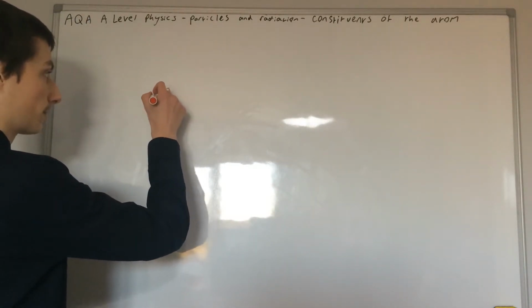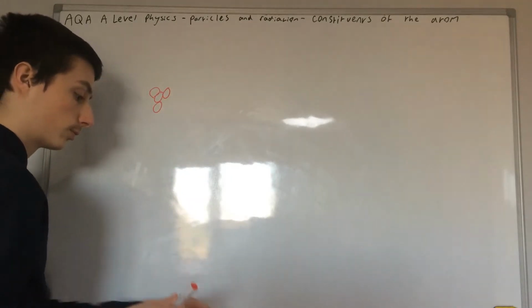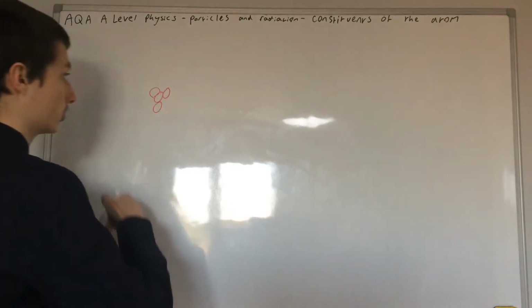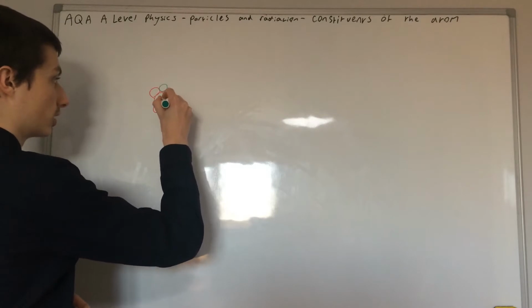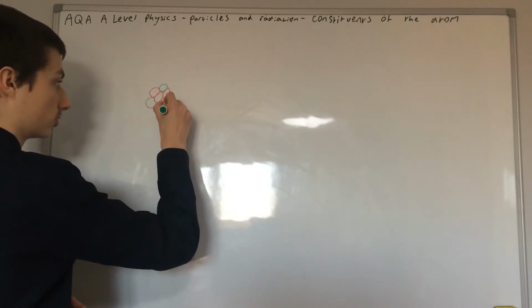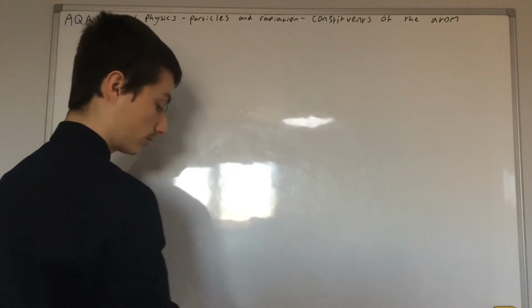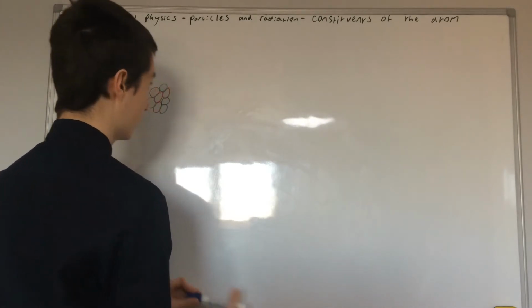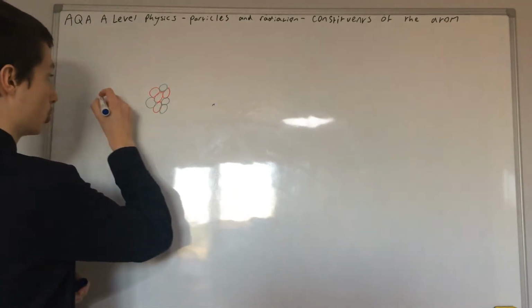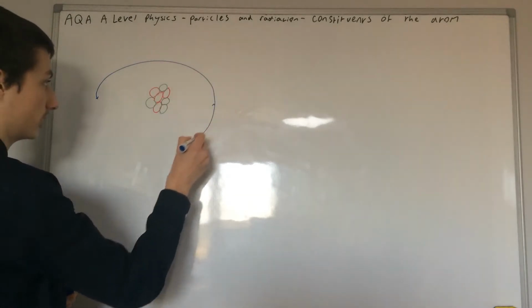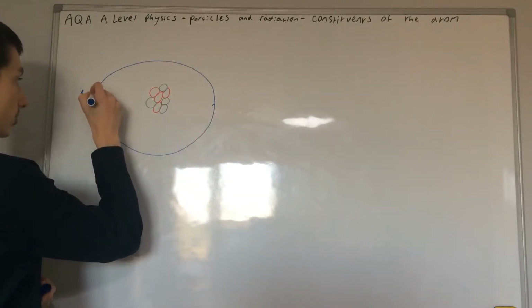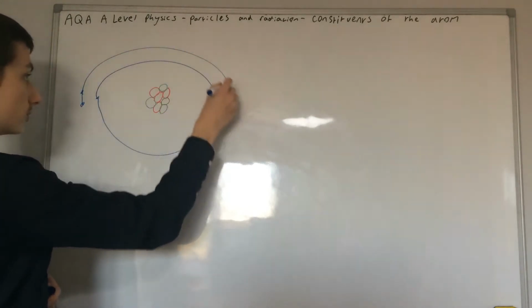This is the positive protons and neutral neutrons inside the centre of the atom in a nucleus, and the electrons orbiting far away inside of energy levels.